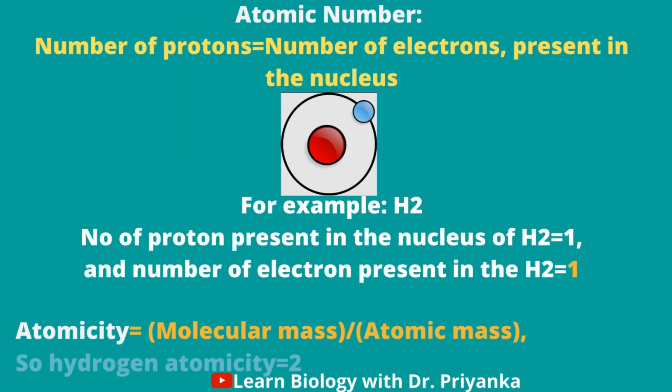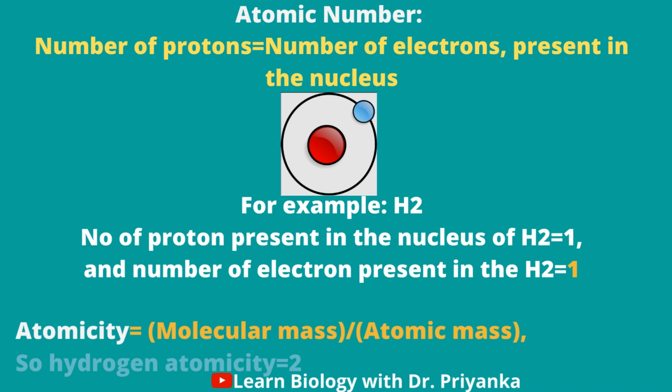Now come to atomic number. What is atomic number? Atomic number is defined as the number of protons or electrons present in the atom. For example, in the case of hydrogen, we see that there is only one proton in the nucleus of hydrogen. So its atomic number is 1. The number of protons present in the nucleus is 1 and the number of electrons present in hydrogen is also 1. So the atomic number is considered as 1.